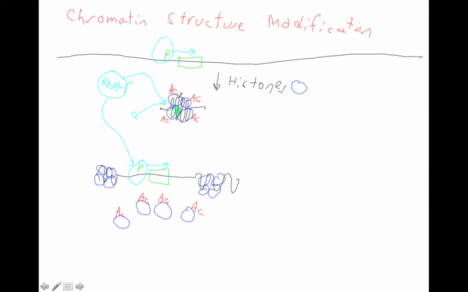To gain access, small chemicals have to bind to the histones. When they do that, the histones change shape and they fall off. When they fall off, the DNA unfurls, it comes apart, and now RNA polymerase can bind to the promoter and activate transcription, and then we get our messenger RNA with the G cap and the poly A tail and all that good stuff. Okay, this is what you need to know for chromatin structure modification.